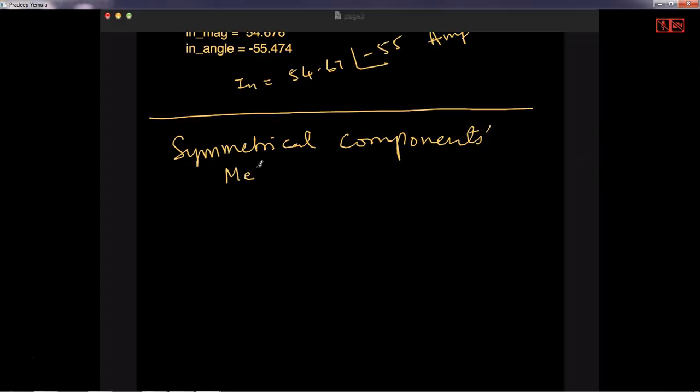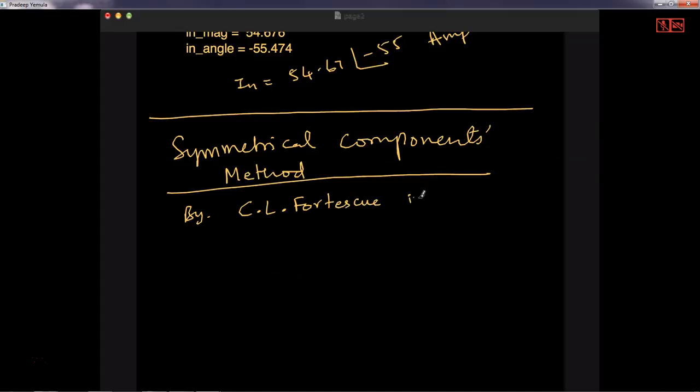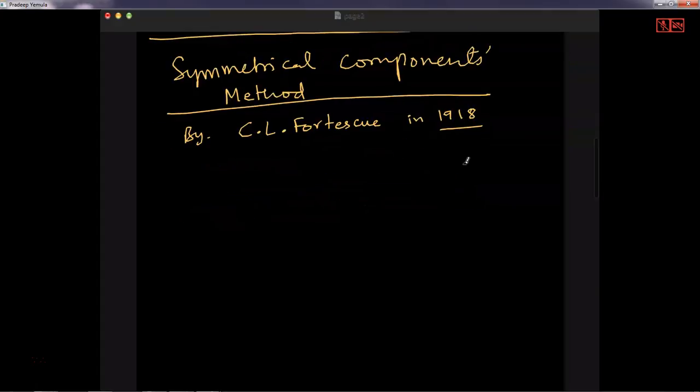So, the symmetrical components method. This was introduced by C.L. Fortescue in 1918. So in the year 1918, almost like we are in 2017, about 99 years ago, this symmetrical components method was invented. So we are learning that today in the class, that is the symmetrical components method.